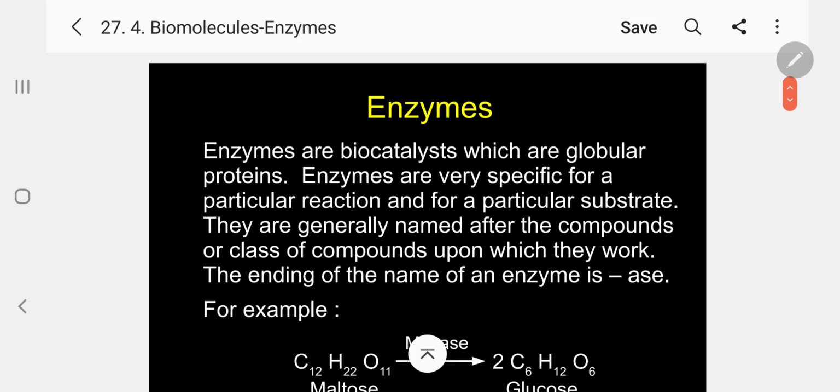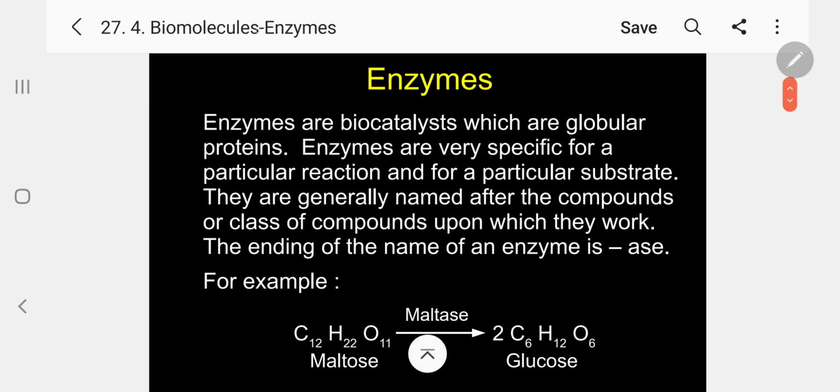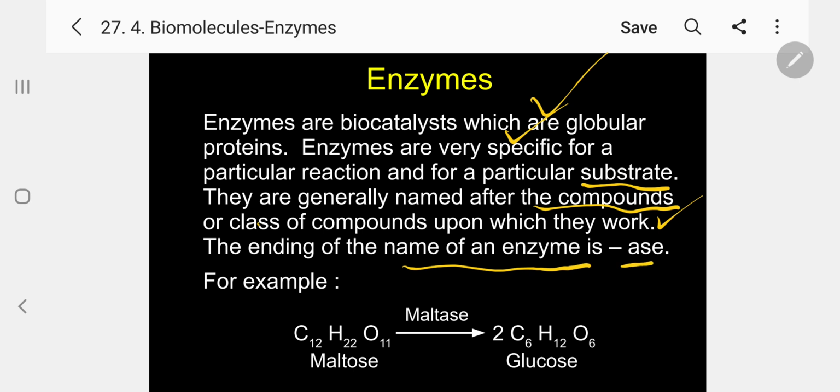What are enzymes? Enzymes are biocatalysts which are globular proteins. Enzymes are very specific for a particular reaction and for a particular substrate. They are generally named after the compounds or class of compounds upon which they work. The ending of the name of an enzyme is ase.